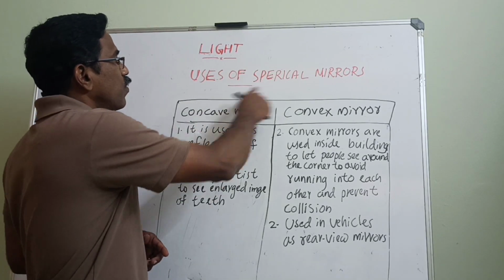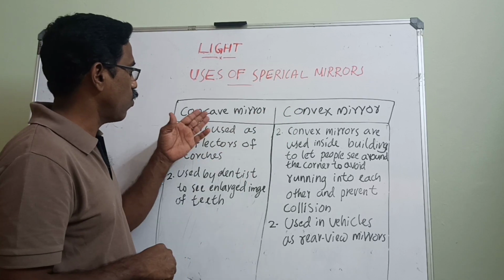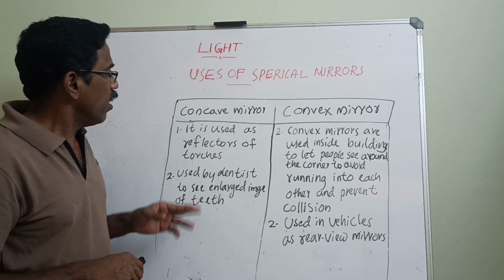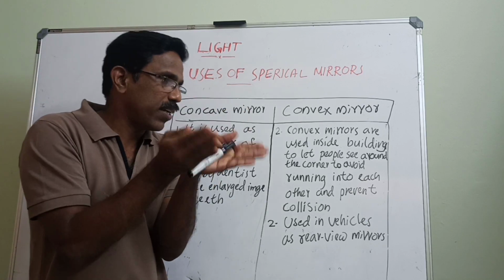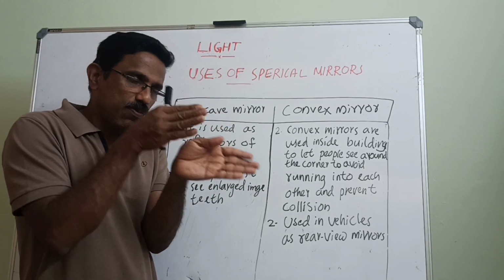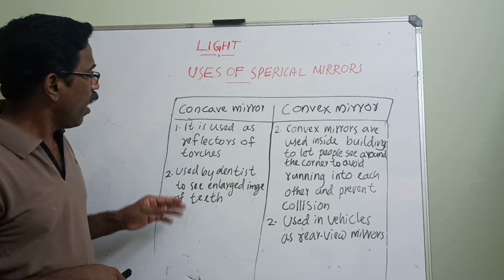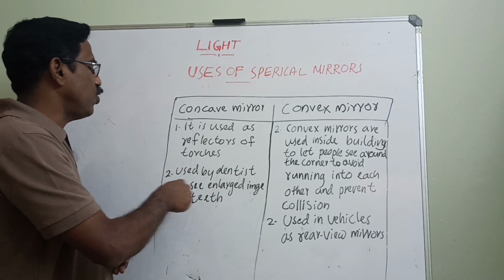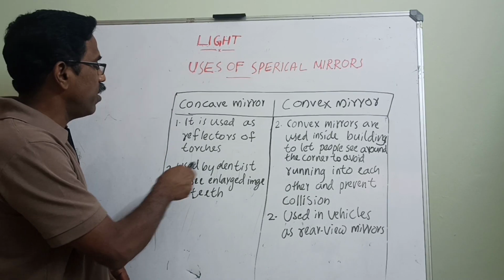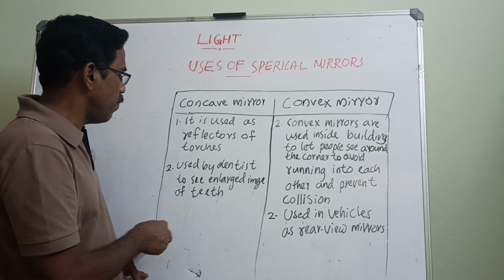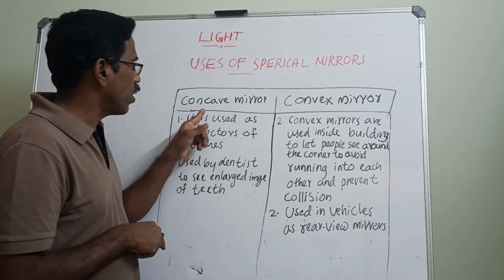Now let us discuss the uses of spherical mirrors. Spherical mirrors means concave mirror and convex mirror. First, the concave mirror. It is used as a reflector in torches. You know, torches contain a reflector, and that reflector focuses light to a point. Another use is that dentists use concave mirrors to see the enlarged image of the teeth. So they get the enlarged image of the teeth by using a concave mirror.